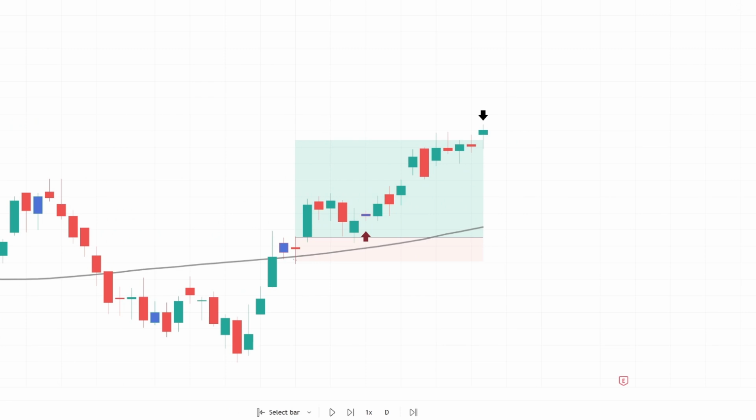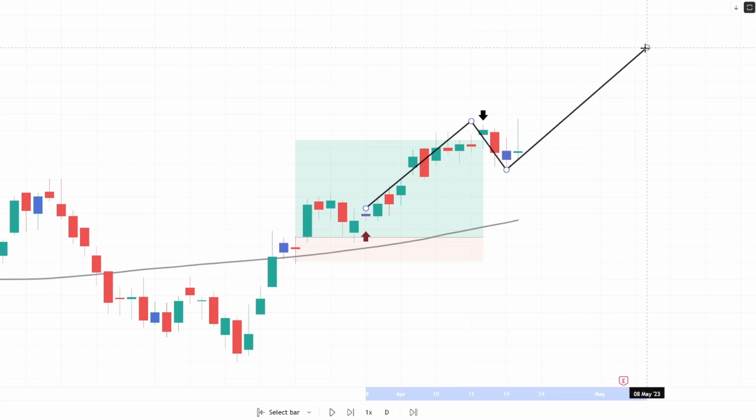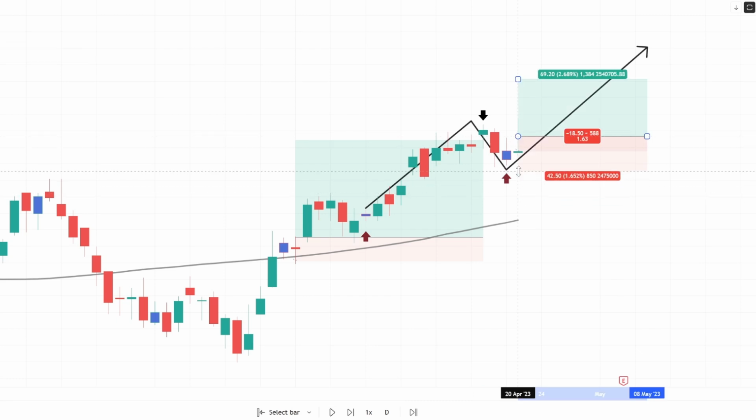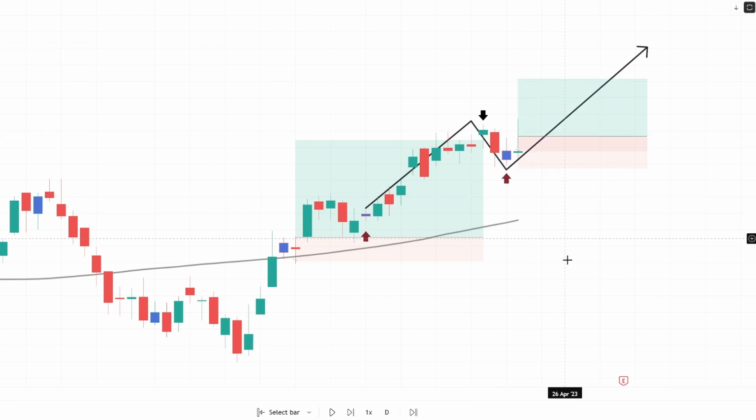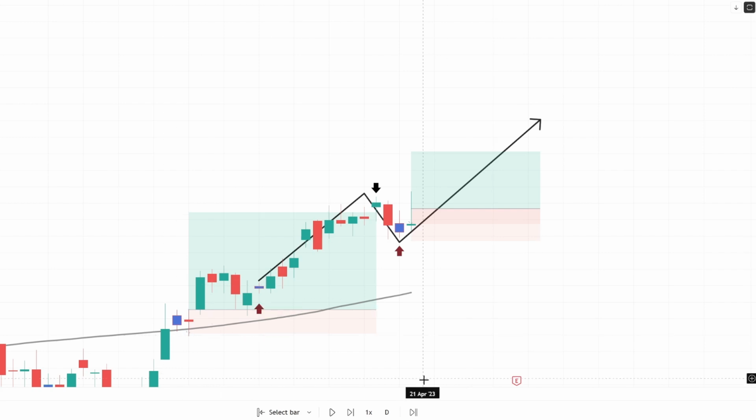Let's keep moving forward, and we notice this swing, and this is the inside candle. We can initiate a buy trade here, and let's see what happens.